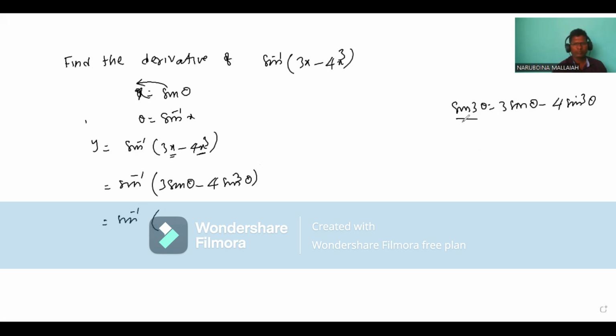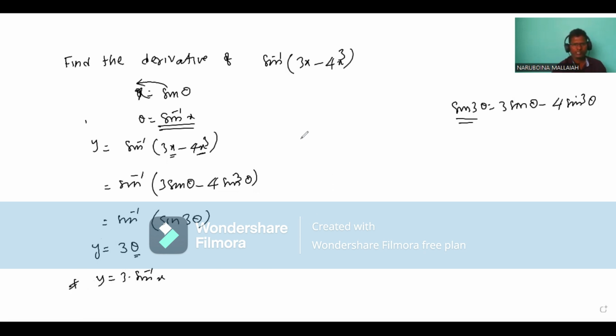Now sin inverse of 3 sin theta minus 4 sin cube theta will be equal to sin 3 theta. So I am writing sin 3 theta. Sin inverse and sin get cancelled. We are left with 3 theta. So y is equal to 3 theta. Y is equal to 3, and in the place of theta we have to write sin inverse x. So I am writing here sin inverse x. Now this is the simplified function.